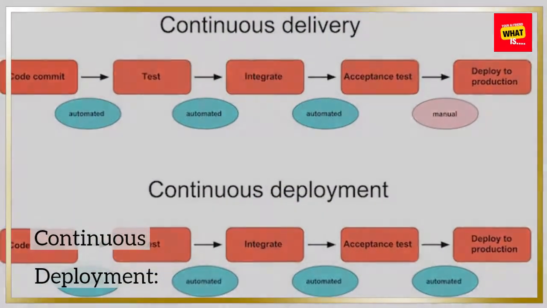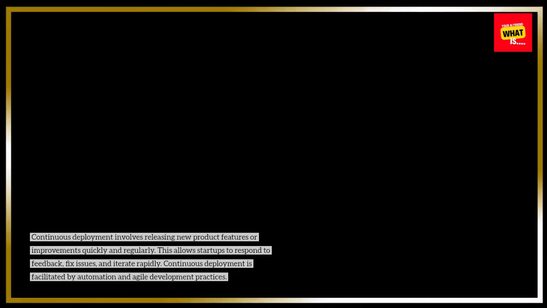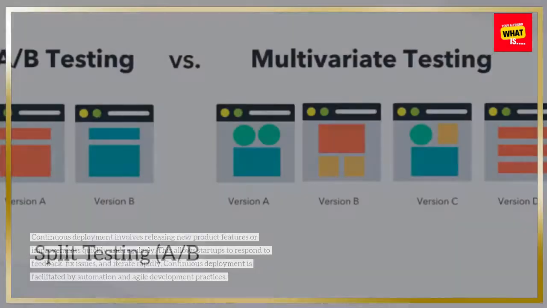Continuous deployment. Continuous deployment involves releasing new product features or improvements quickly and regularly. This allows startups to respond to feedback, fix issues, and iterate rapidly. Continuous deployment is facilitated by automation and agile development practices.